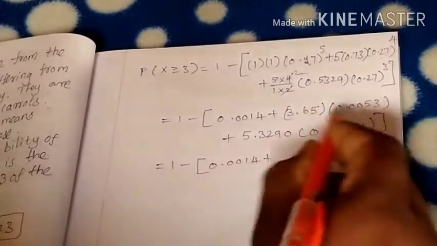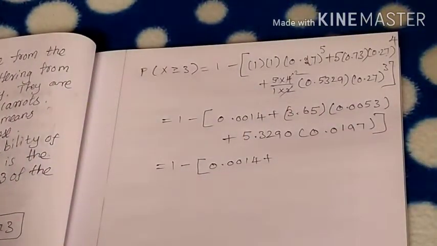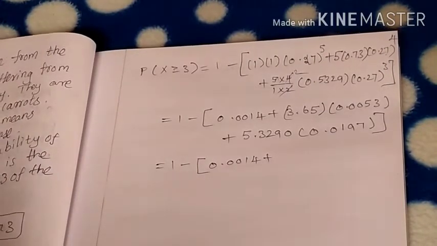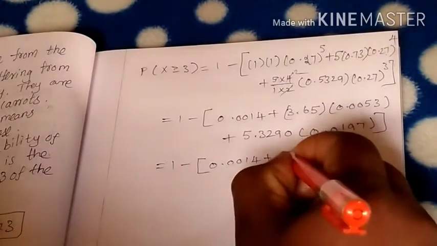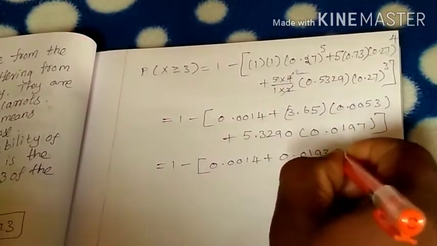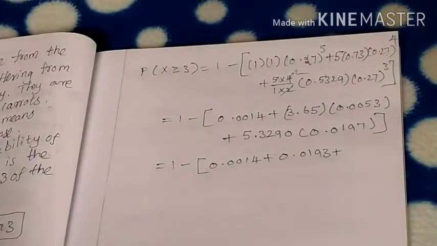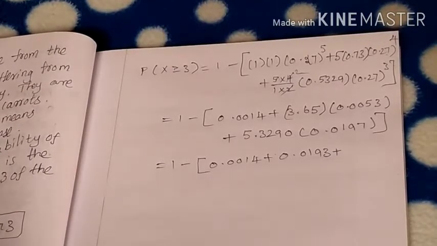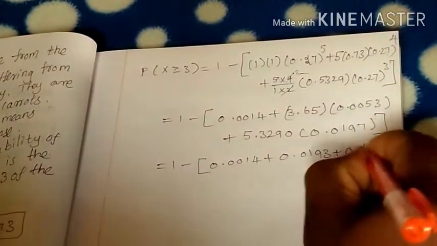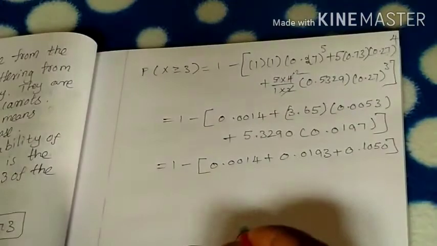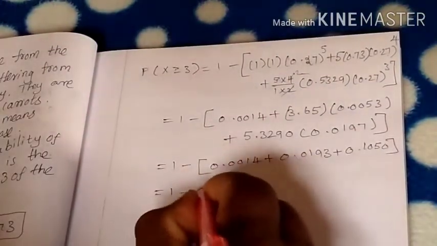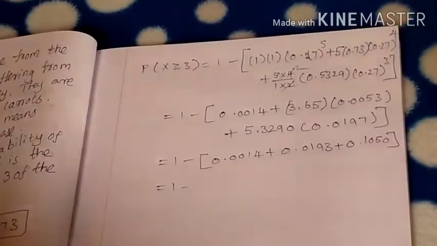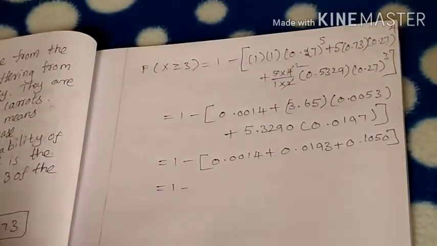Then making the simplification, 1 minus 0.0014 plus the product of these two values, 3.65 into 0.0053, which is equal to 0.0193, plus the product of the last two values, 5.3290 into 0.0197, which is equal to 0.1050. Have you understood?